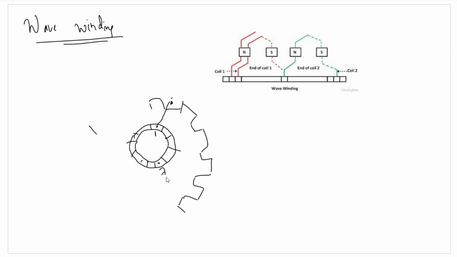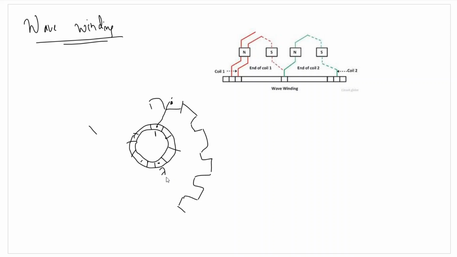We will not be going into the details of the design of lap windings and wave windings. We need to only understand here that in case of lap winding, the front end of the coil was connected to commutator segment 1. Its back end was connected to commutator segment 2. From commutator segment 2, the front end of coil 2 started, and coil 2's back end finished at commutator segment 3. At commutator segment 3, the front end of coil 3 starts. It finishes at commutator segment 4. That's in case of a lap winding.